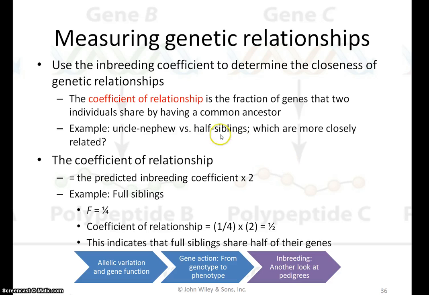So the way that we calculate this is we take the predicted inbreeding coefficient, so we essentially calculate that inbreeding coefficient for some imaginary inbred siblings, and multiply it by 2. Very simple. So if we were looking at full siblings, the inbreeding coefficient for an imaginary full sibling would be 1/4, and you can calculate that out following the examples we did in the past few slides. The coefficient of relationship would therefore be 1/4 times 2, which would be 1/2. And so what that tells us is that full siblings share half their genes, which makes sense because they each get half of their genes from each parent.